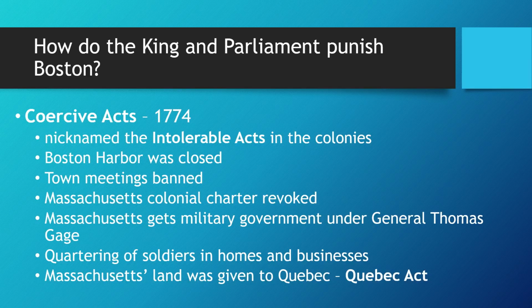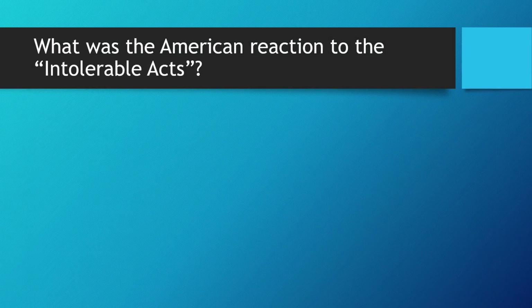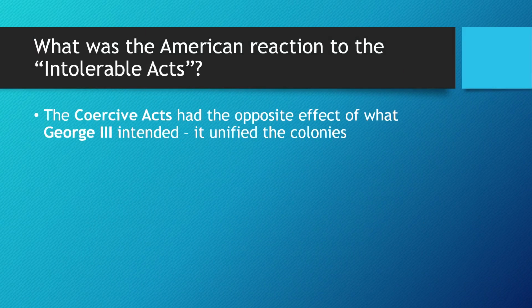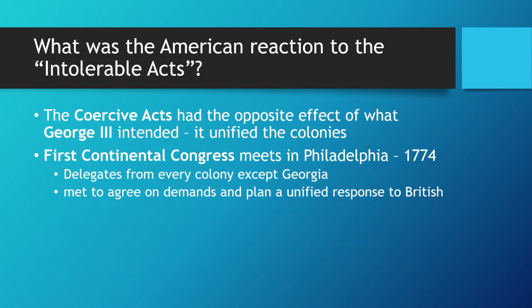A new and more extensive quartering act allowed for the placement of soldiers in homes and businesses. The Quebec Act confiscated a large tract of land that was part of the colony and owned by the Americans and made it part of Canada. It is easy to see how these acts were both coercive and intolerable. Not surprising to anyone other than George III, these laws had the exact opposite effect of what he intended. They unified the colonies in resistance. Delegates from every colony except Georgia met in Philadelphia to agree to demands and plan a unified response to the British.